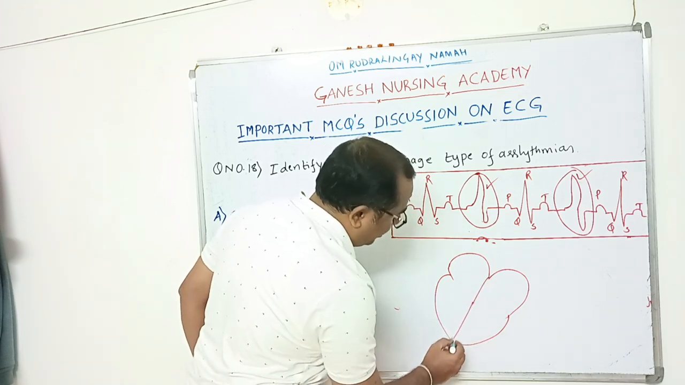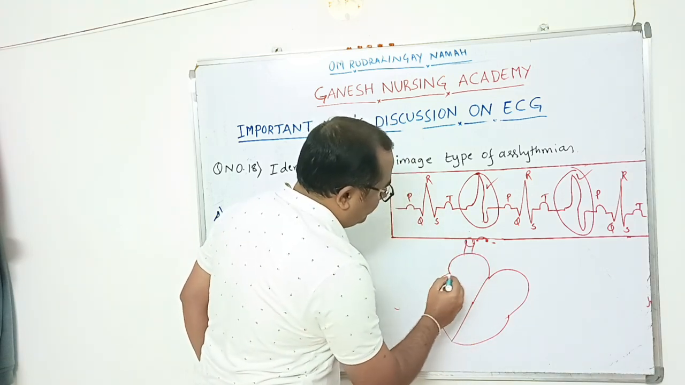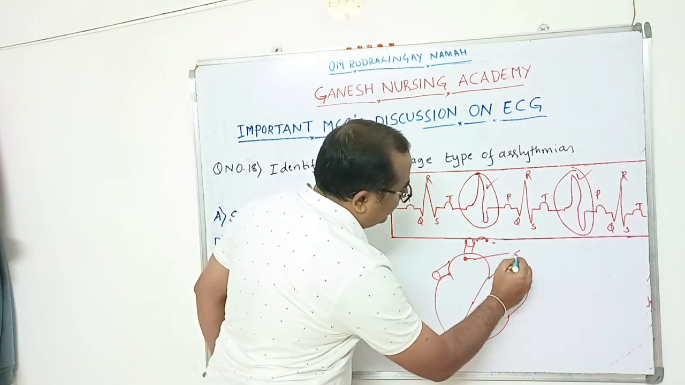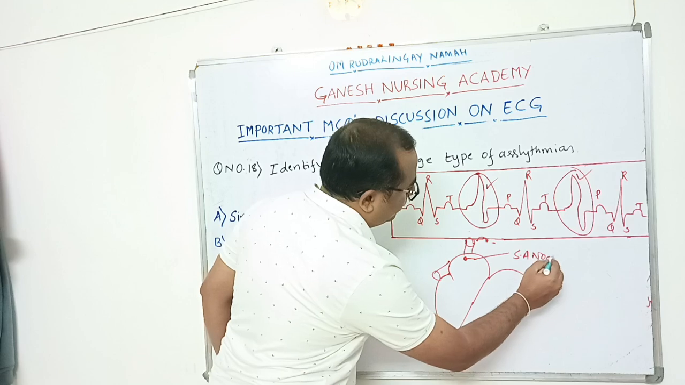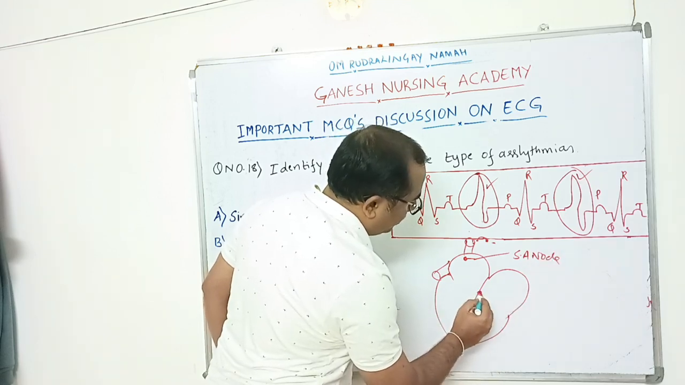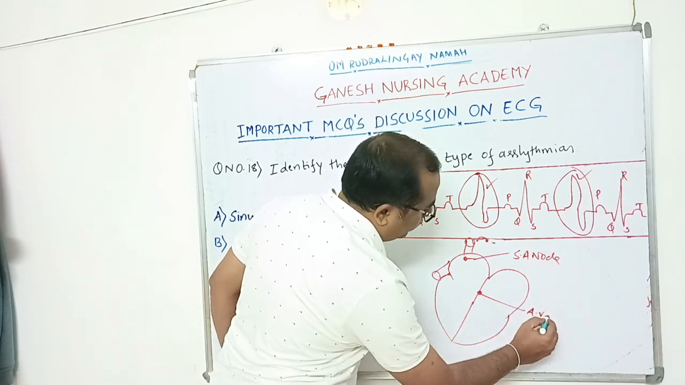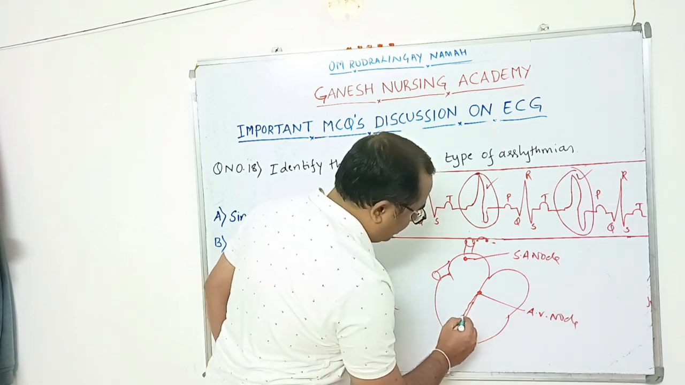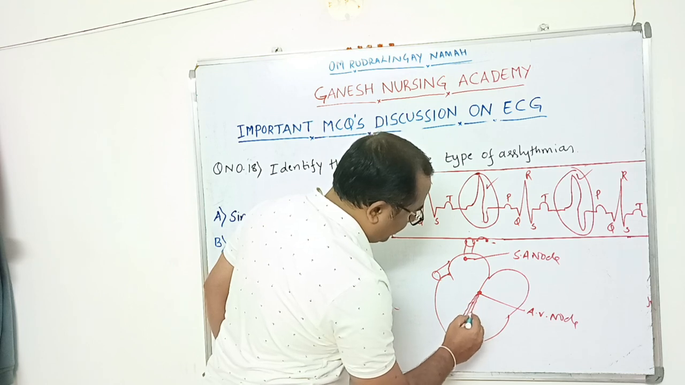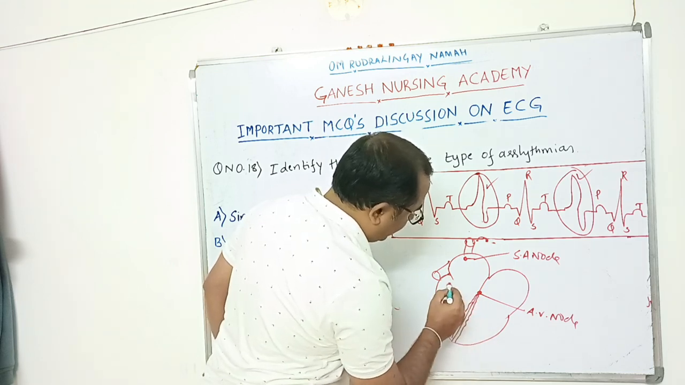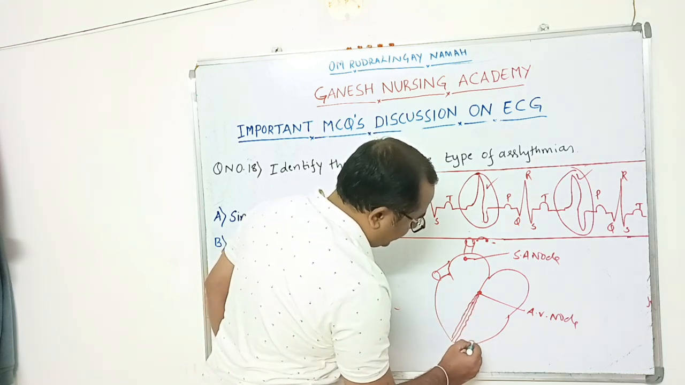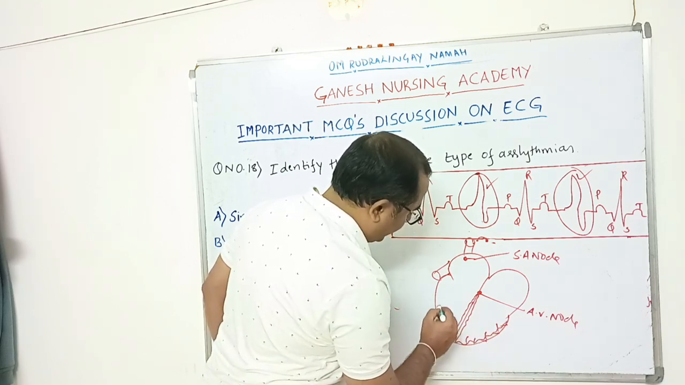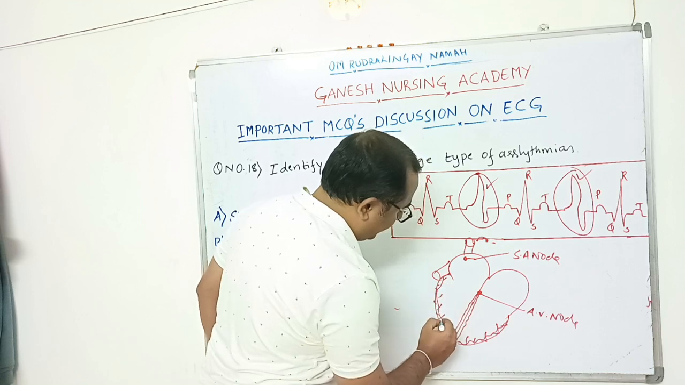Okay, this is the atrial septum, ventricular septum, superior vena cava, inferior vena cava. Here we have the SA node. Here we have the AV node. Then this will have the bundle of His. And here we have the Purkinje fibers, right and left Purkinje fibers.